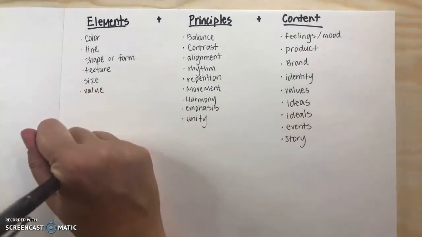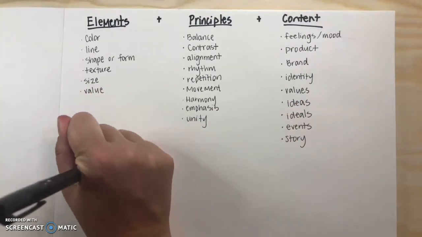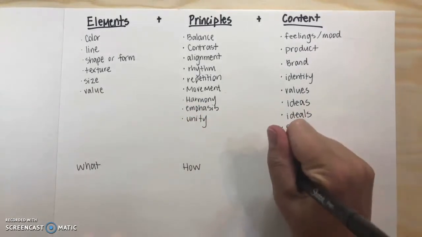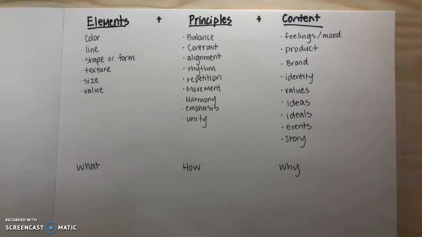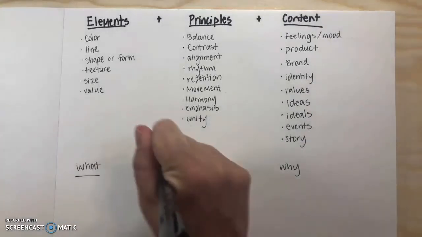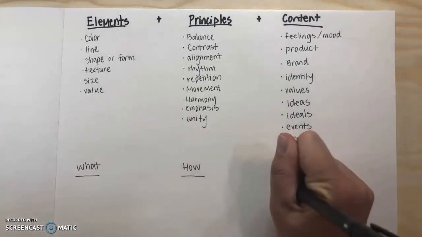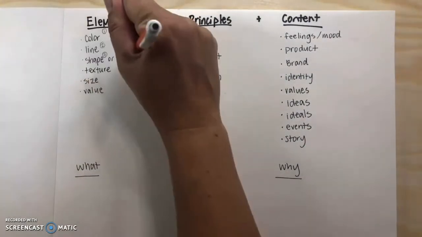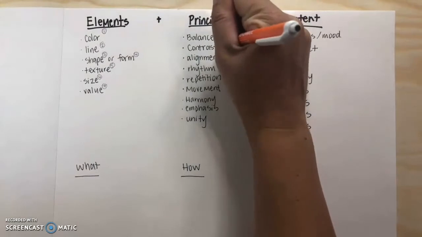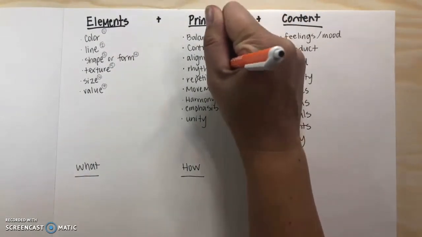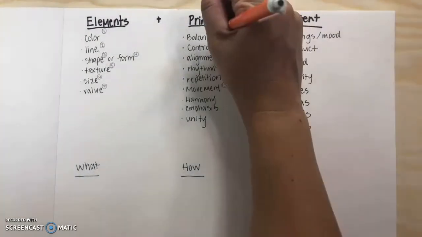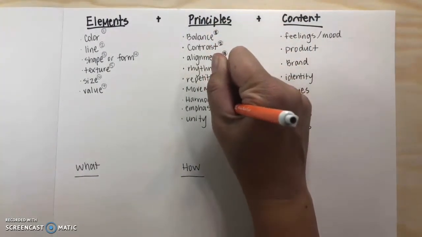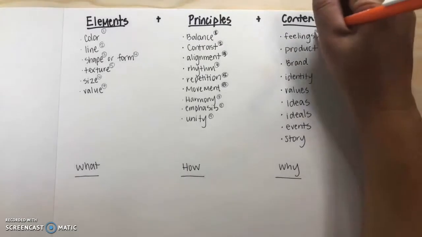So we're going to play a game now. And to do this, we're going to start with 3 categories: what for the elements, how for principles, and why is our content. Then we need to number each of the elements, each of the principles, and each of the content from 1 to however many there are. So for elements, 1 to 7, principles, 1 to 9, and content, 1 through 10.